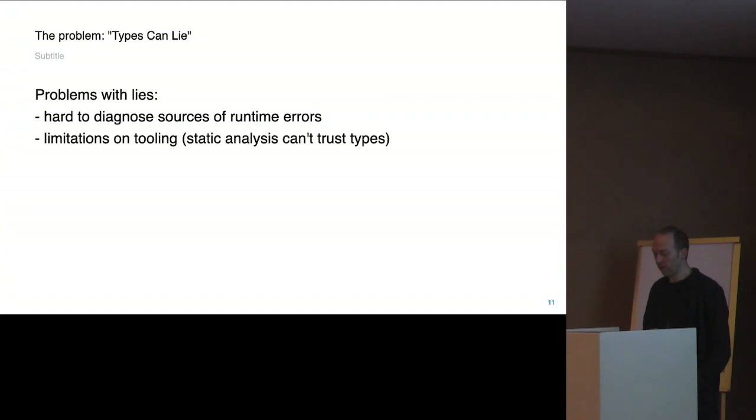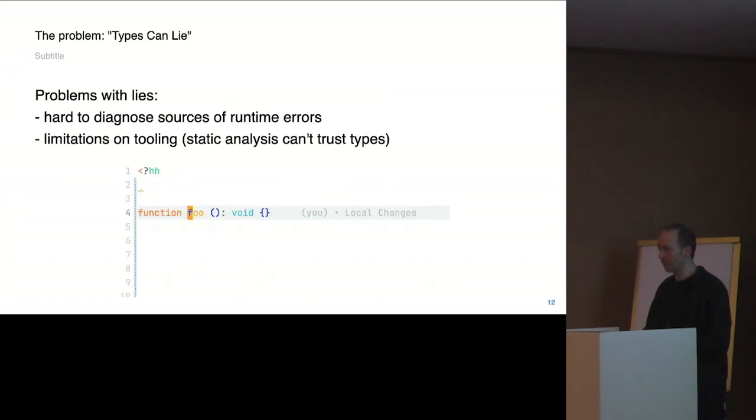One is that when something goes wrong at runtime, it can be hard to find out why. You don't know which types are trusted and which are not. Sometimes they're helping you and sometimes they're lying to you. But also, we rely on a lot of language tooling, and this language tooling can be very limited when the types are not trustworthy. So here's an example of what happens when you rename a function at Meta.